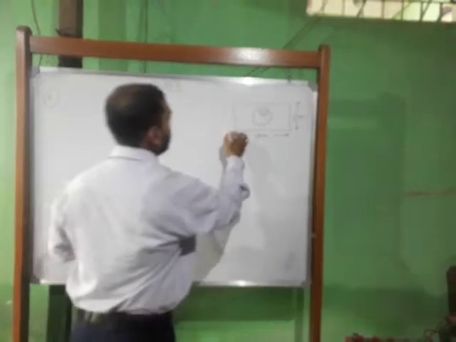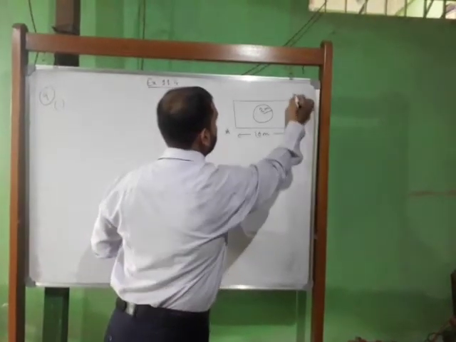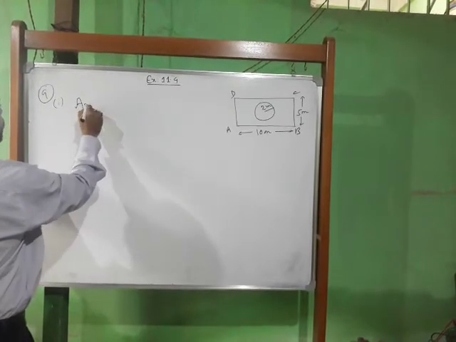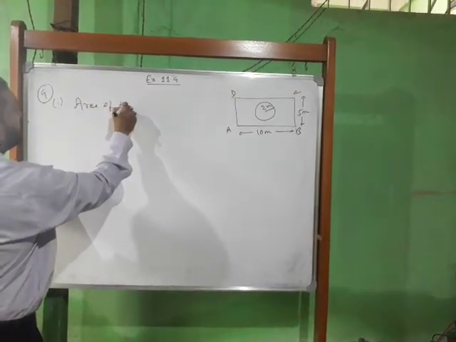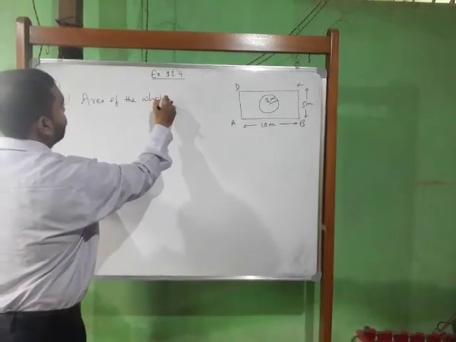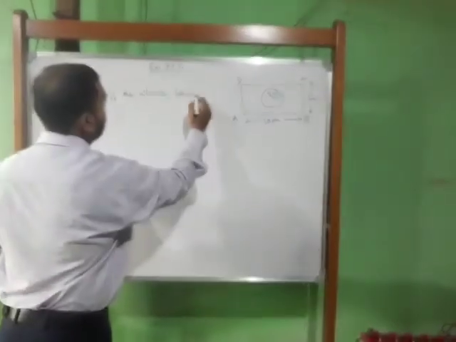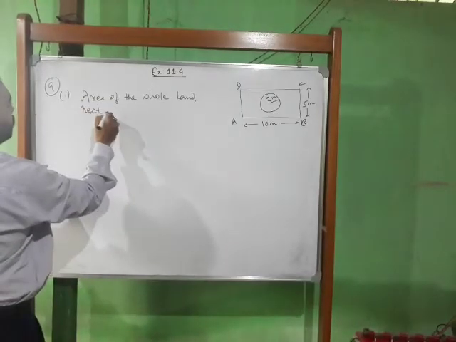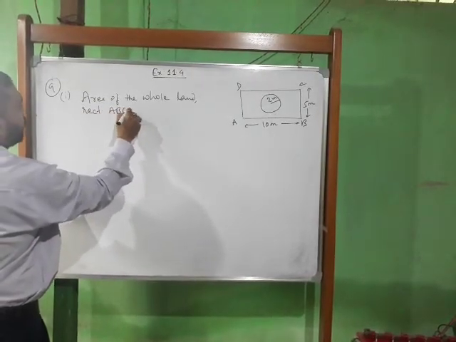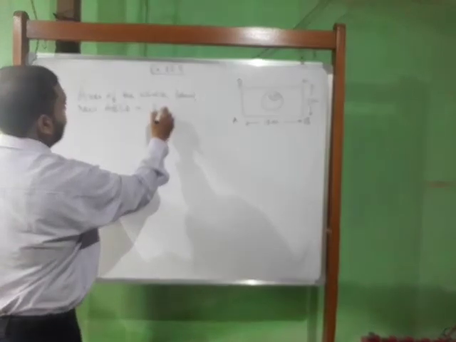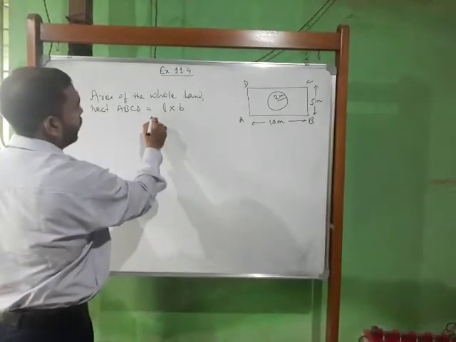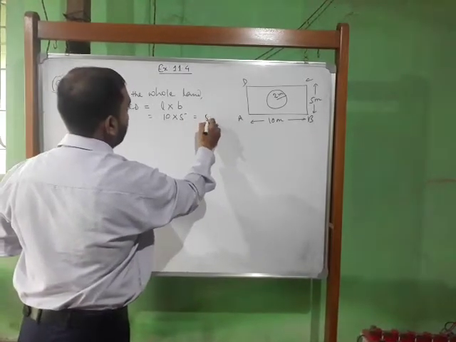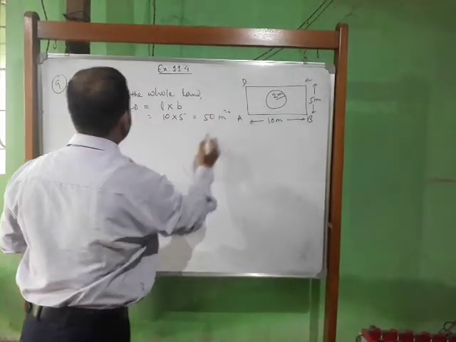Let us give the name. This is A, B, C, D. So the area of the whole land is nothing but the rectangle ABCD, which is equal to L into B. So it is 10 into 5, that is 50 meter square.